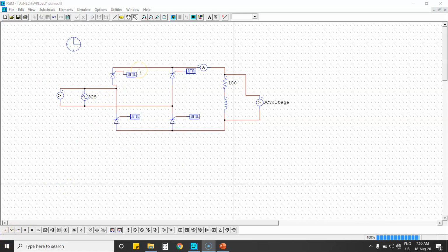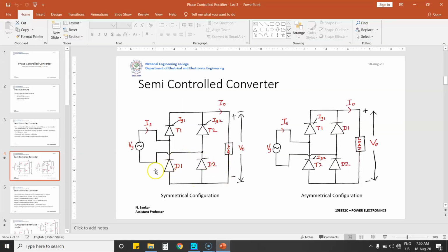Now we shall move on to the semi-converter. If you replace any thyristor with diodes, then it can be called a semi-control converter, because it consists of both uncontrolled devices and controlled devices. That's why the name is semi-controlled converter. Here we have two configurations, that is symmetrical and asymmetrical. This is called a symmetrical configuration because this leg is symmetrical to this one. But here you can see the first leg is full of thyristors and the second leg is full of diodes. Now we shall go for the symmetrical configuration.